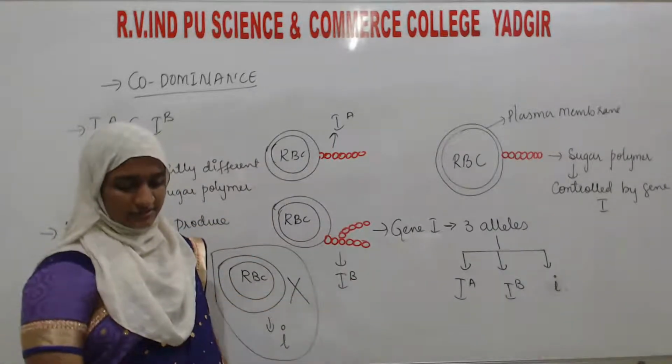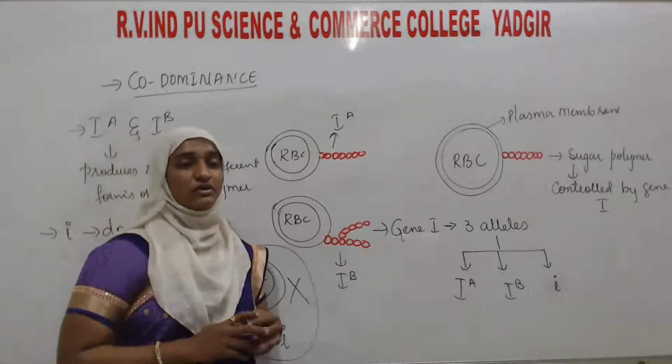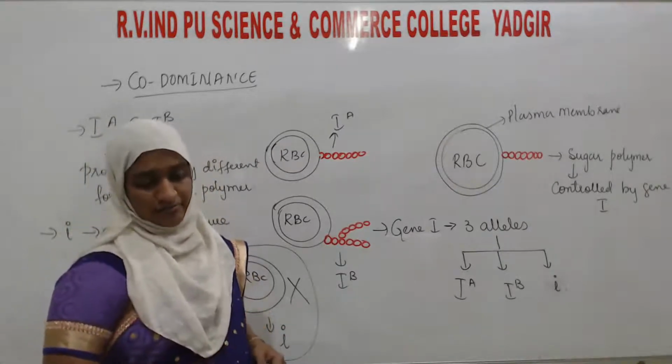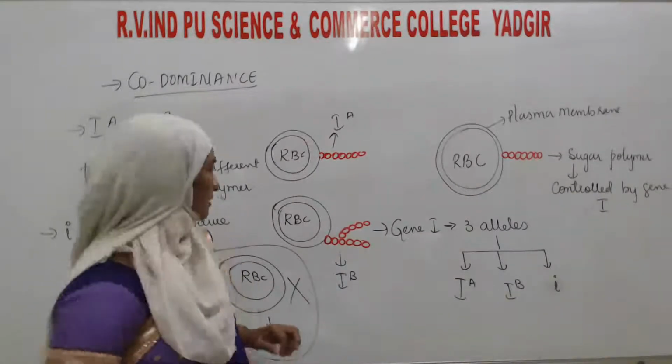Okay, so the next thing, as you know, human beings are diploid organisms. Diploid means which has two sets of chromosomes. You see.